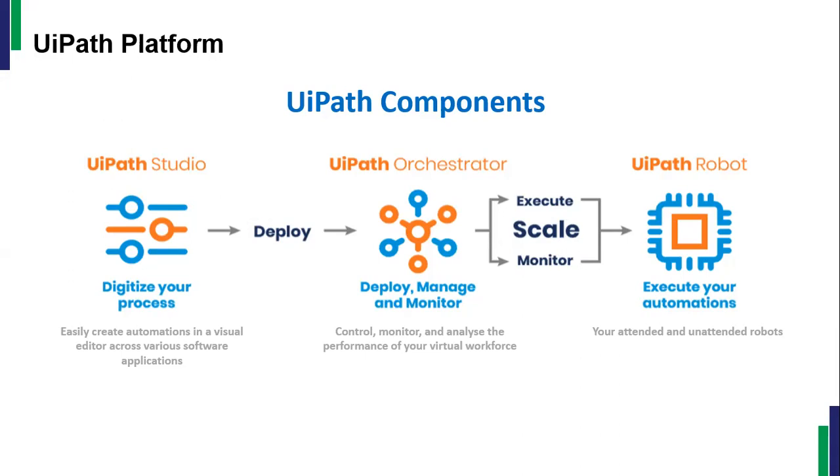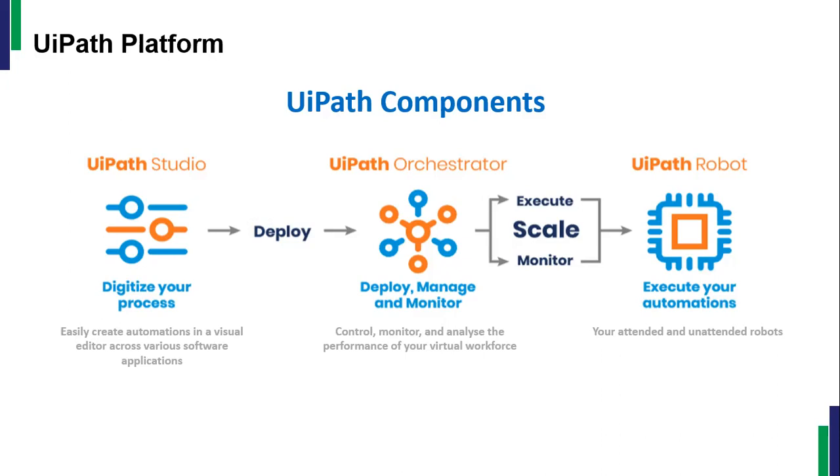And what is the purpose of the robot? It will execute whatever we build and deploy. Basically, the robot will run the process, Studio will design the process, and Orchestrator will manage these processes and robots. So these are the three major components in the UiPath tool: Studio, where we build and design our processes, Orchestrator, where we deploy our processes, and robots, which will run our processes. Like that we can scale up to any number of robots. These are the main components in UiPath.